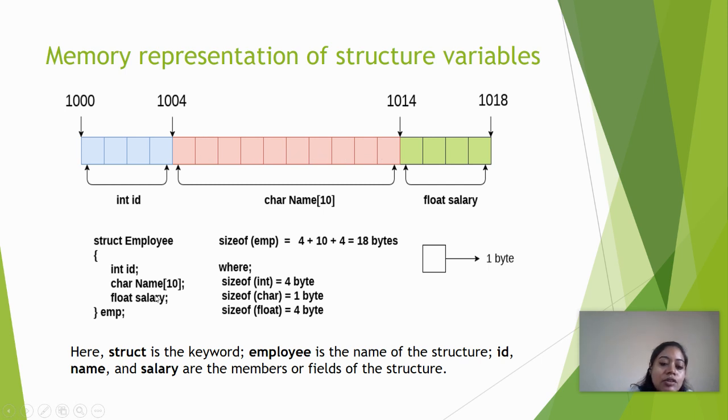Then float salary. As we know, the size of a float variable is 4 bytes. So for storing the salary variable, it will take another 4 bytes. So a total of 4 plus 10 plus 4, 18 bytes will be occupied by one structure variable when it is using these multiple data types inside these braces. Okay, so here struct is the keyword, employee is the name of the structure, id, name, and salary are the members or the fields of the structure, and emp is the structure variable.